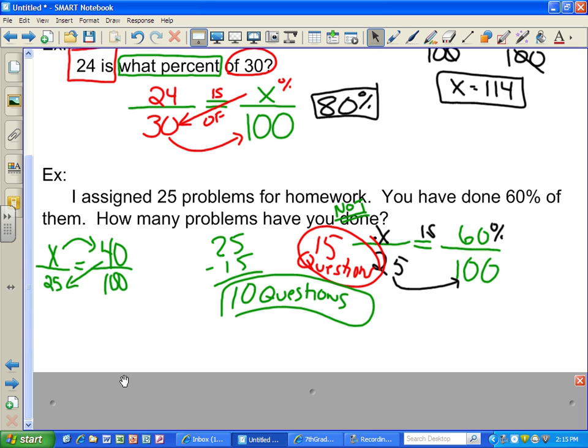So now, to sum up what we've done the past 2 days, we've solved percent problems using mental math, we've solved percent problems using multiplication, and now we've solved percent problems using proportions.